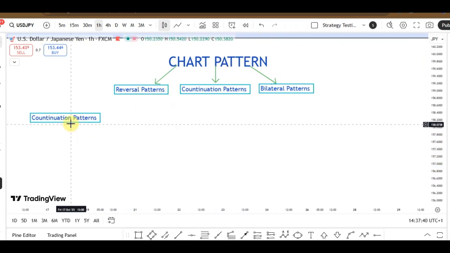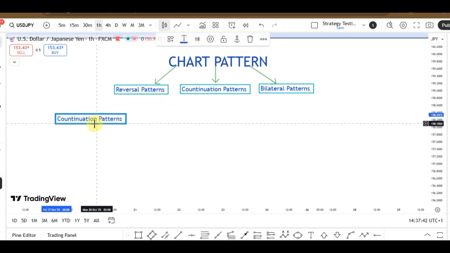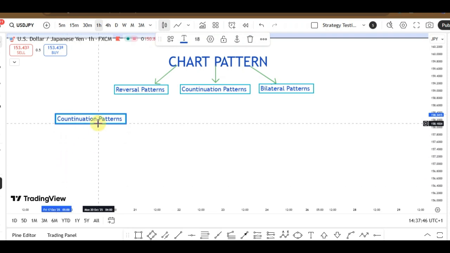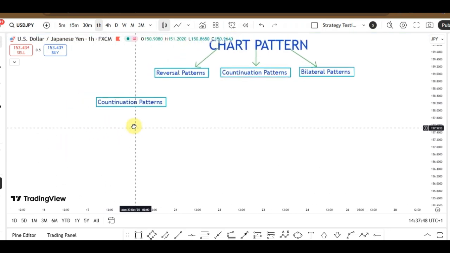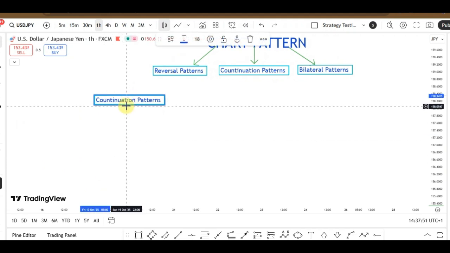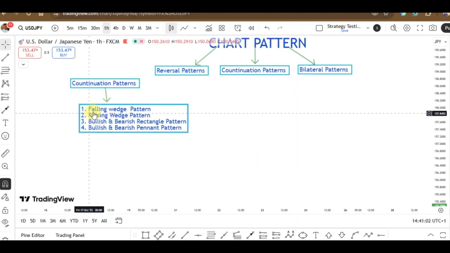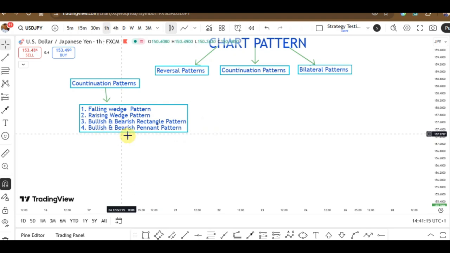All right. So the first of the continuation chart patterns I'm going to be talking about is the falling wedge. I've explained this falling wedge pattern many times on my YouTube channel. So guys, these are the chart patterns we're going to be talking about today under the continuation chart patterns. We're going to talk about the falling wedge chart pattern, the rising wedge, the bullish and the bearish rectangle pattern, and we're also going to talk about the bullish and the bearish pennant pattern.